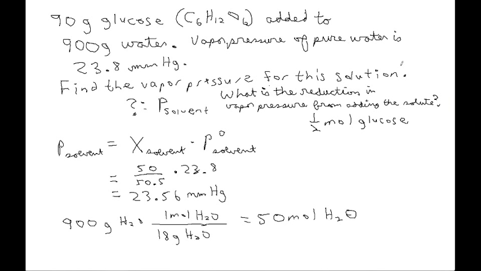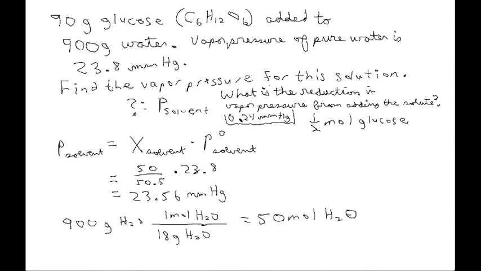Well, it would just be the P naught, 23.8, minus the 23.56, and that is equal to 0.24 millimeters of mercury. Good.